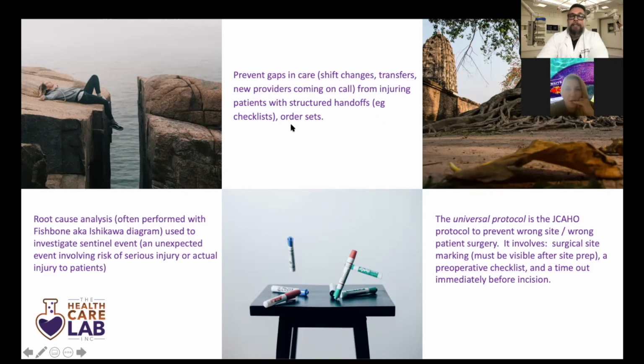Structured handoffs with things like checklists and order sets to help prevent gaps in care.